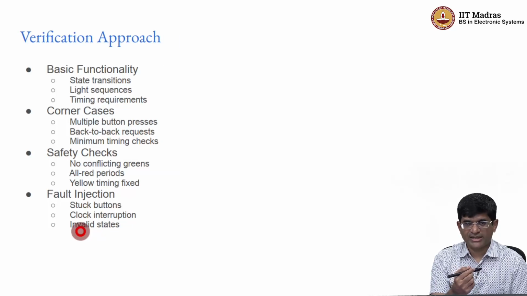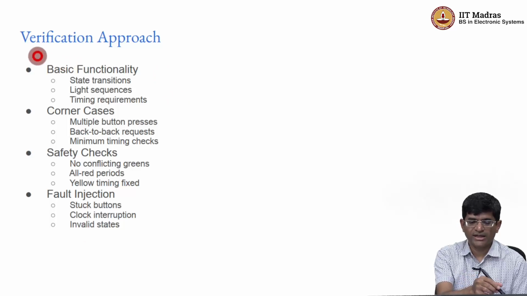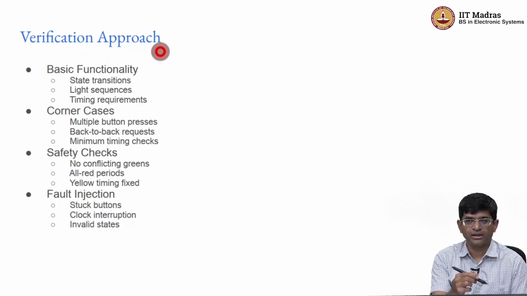Now the test bench basically leads us to this whole idea of what is our verification approach, right? When we write code, we should have some way of stating upfront how we are going to test whether it works the way that we expect it to. Which means of course that we need to know what kind of basic functionality is expected of this system, what are the state transitions, what are the light sequences, what are the timing requirements, how do we test these, right?